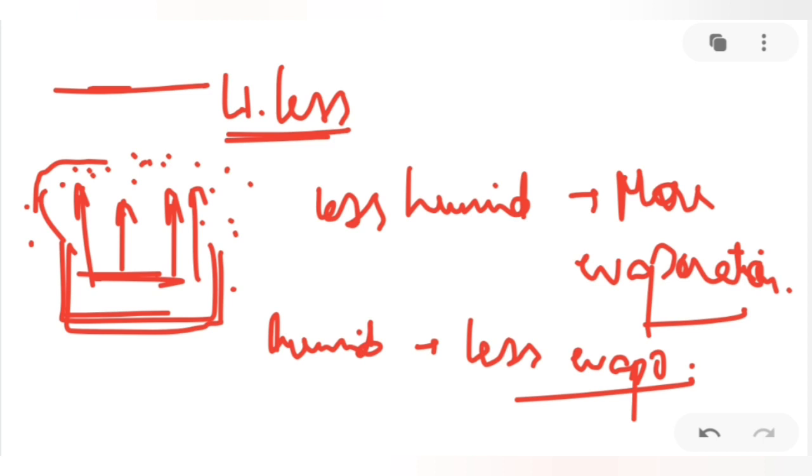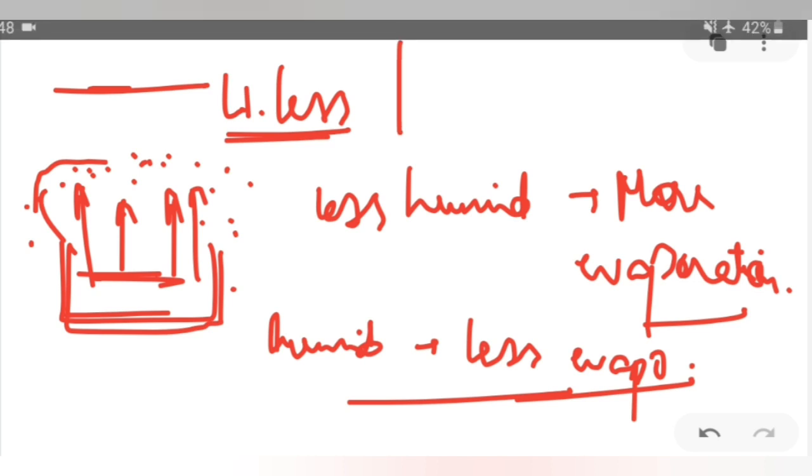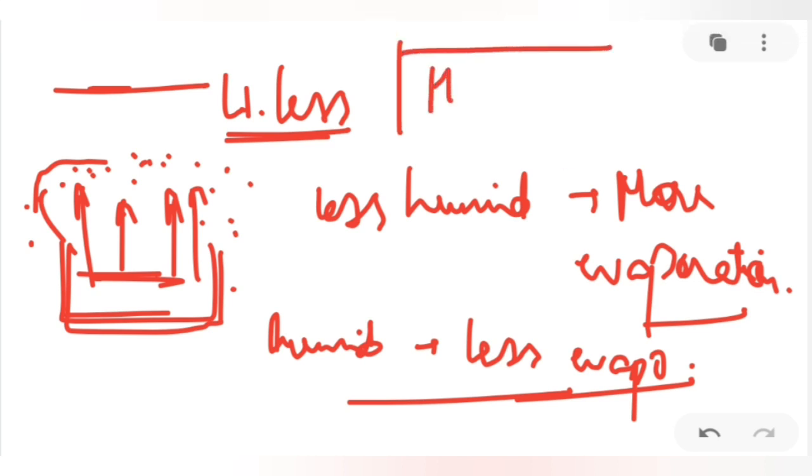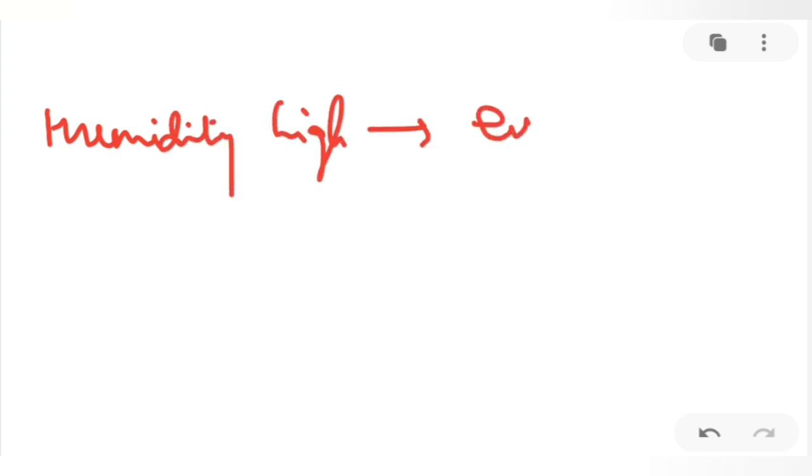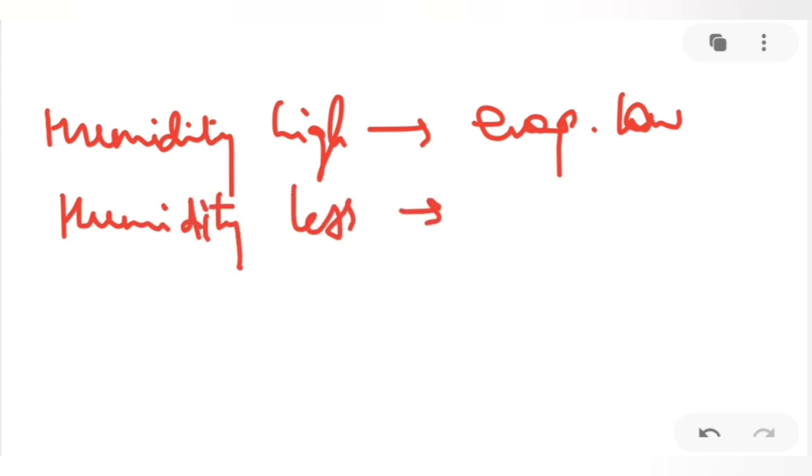Okay, so what can we conclude from here is that when the humidity of the air is high, what will happen? Evaporation is low. And if humidity is less, then evaporation is more. The water evaporates more quickly in this case.